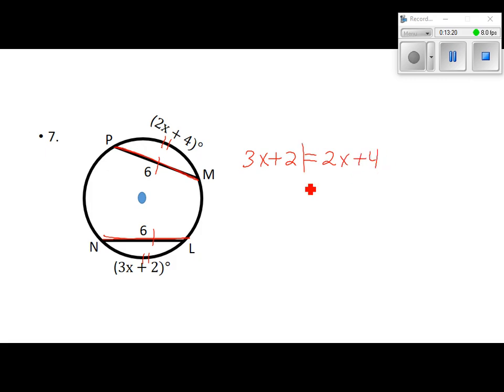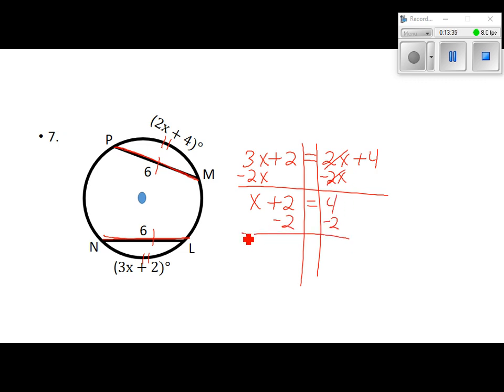I'm just going to solve those. Subtract 2x on both sides. End up with x plus 2 equals, these cancel out, equals 4. Subtract 2 on both sides. End up, these cancel, x equals 2. That's your answer.